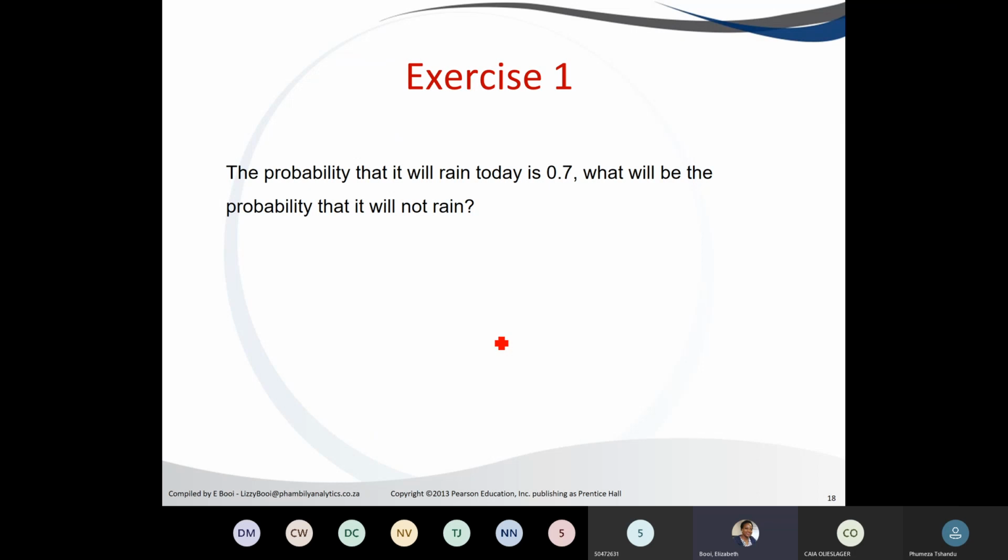Where are we now? Let's see on the chat. 0.3, yes, you are right. But at some point, I'm going to stop talking and then you guys can talk and explain to one another. So this is the probability of rain, which means 1 minus 0.7, which is equal to 0.3.